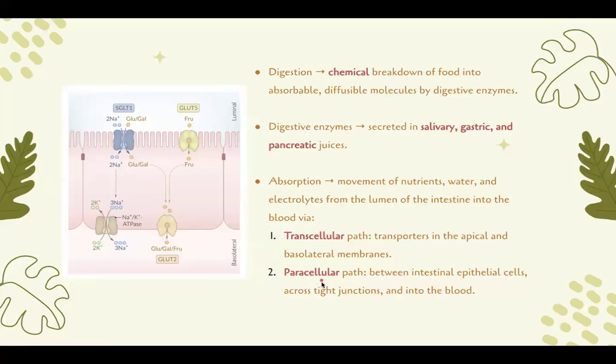Paracellular pathway is the other way we can absorb these things, and basically they go between cells across these tight junctions that you have. Okay, and in general, transcellular is for mostly nutrients, while paracellular is for water and electrolytes because it's just easier for them to go that way. Okay.